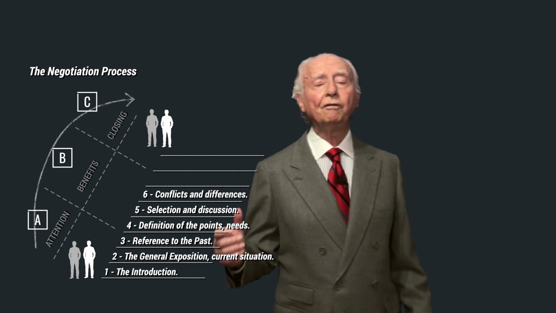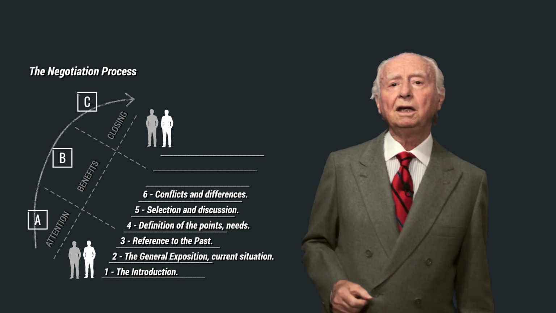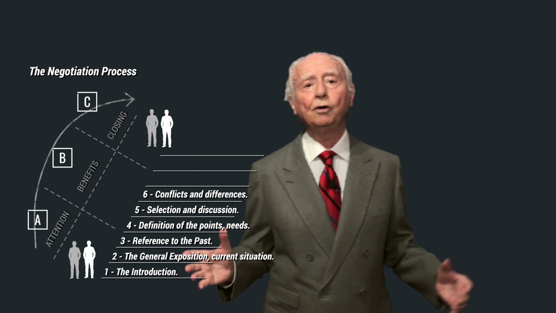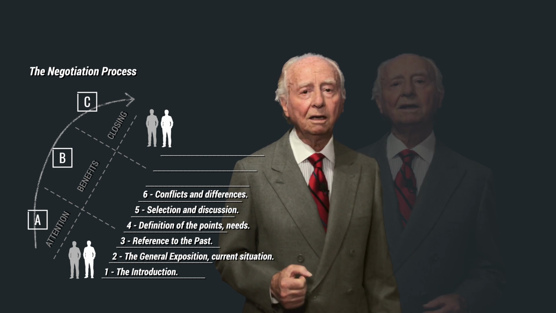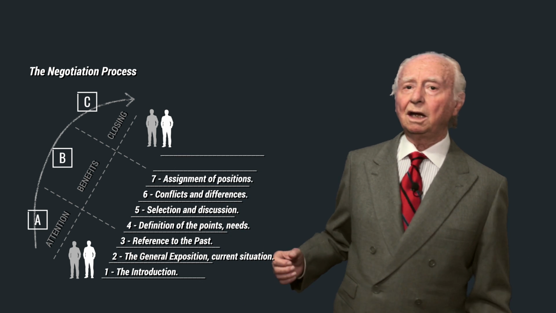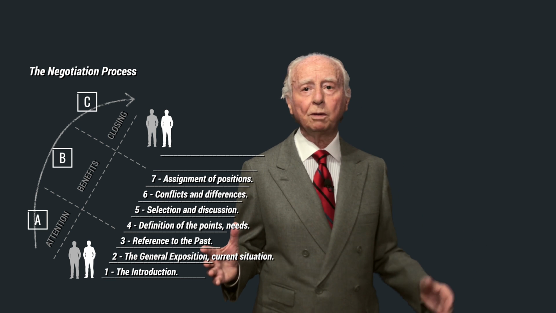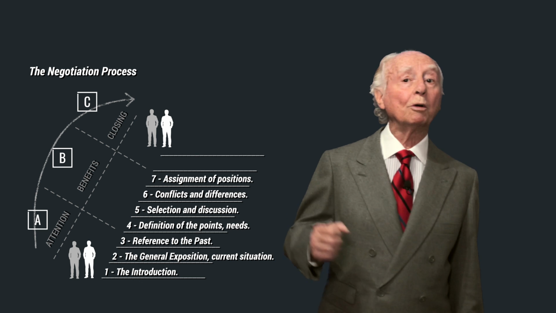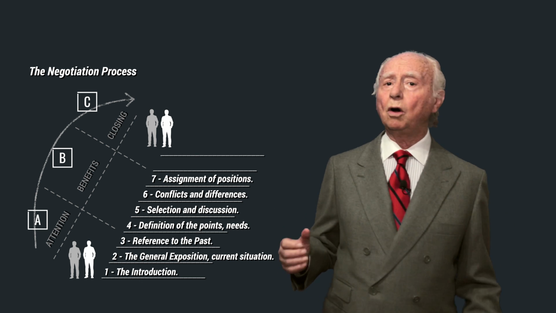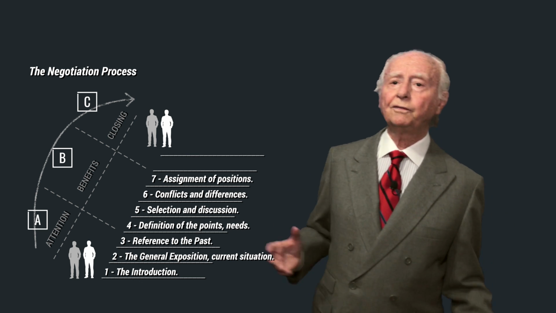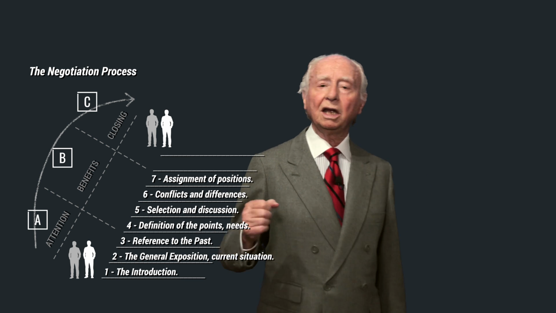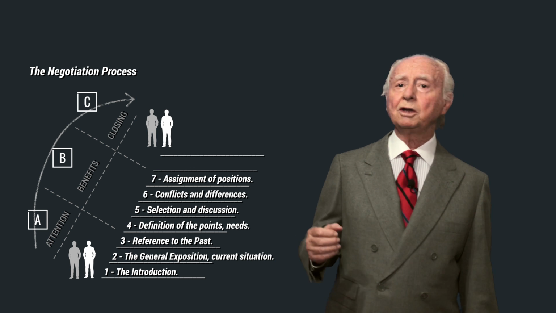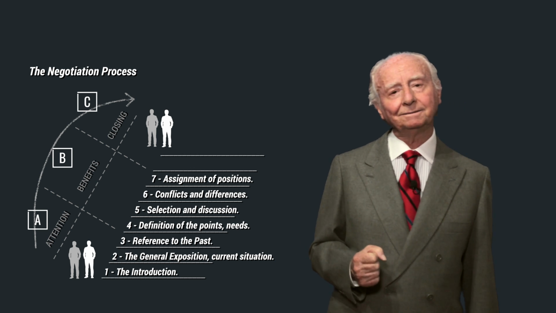Stage 6, conflicts and differences. Here we enter into authentic negotiation in the search for a win-win. Stage 7, assignment of positions by both parties. Remembering that the need to compromise is inherent to all negotiations. Therefore, seek the balance between give and take, and to do so develop options for mutual gain.